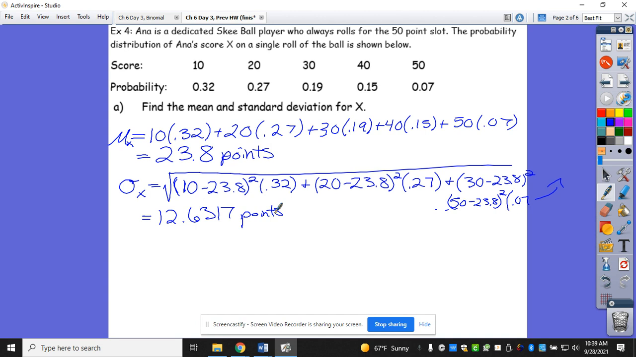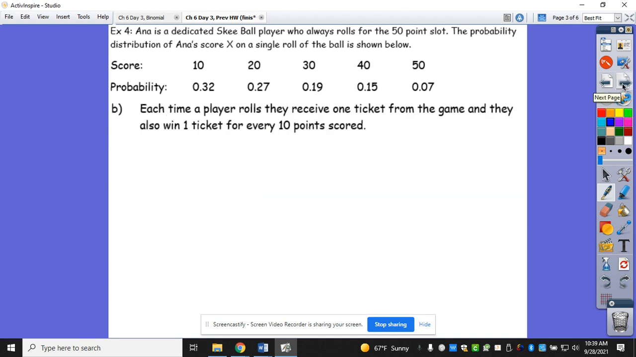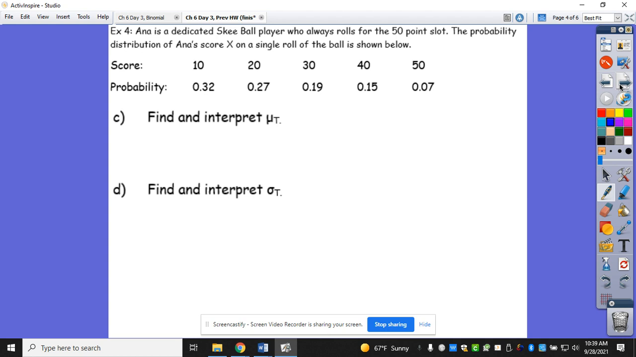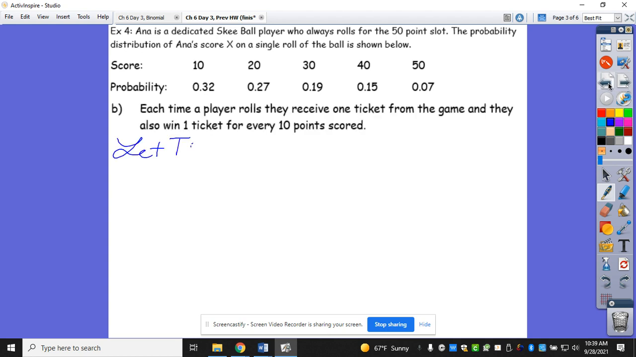All right, so part B didn't really ask much of a question, just told you what's going on. So let's use this to define it. I'm going to do this as let T, because it ended up saying in part C that you're finding mu of T and sigma of T, but it didn't define it anywhere for you, so we had to define it. So why do you think it said T? I don't know. Or tickets? Whichever way you want to look at it. So I'm going to write this as the number of tickets.